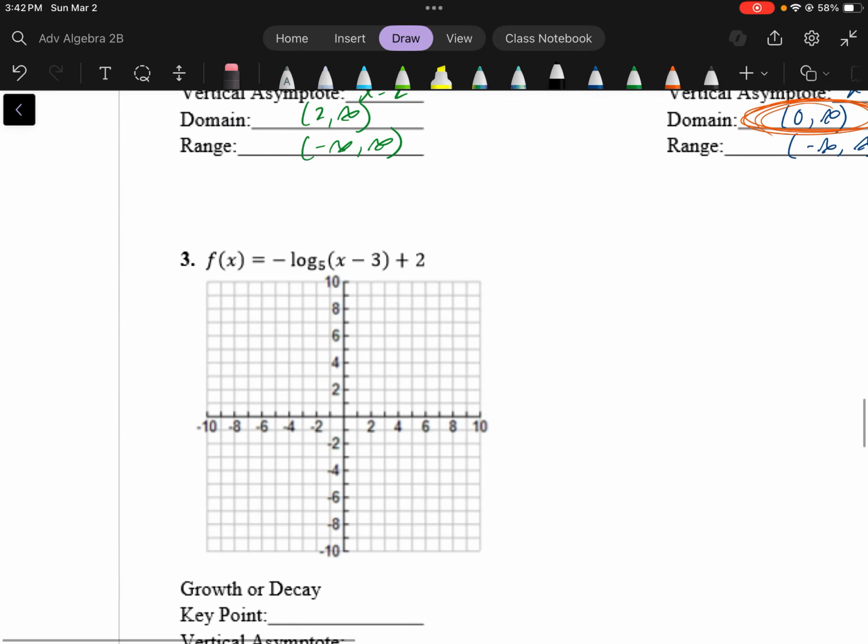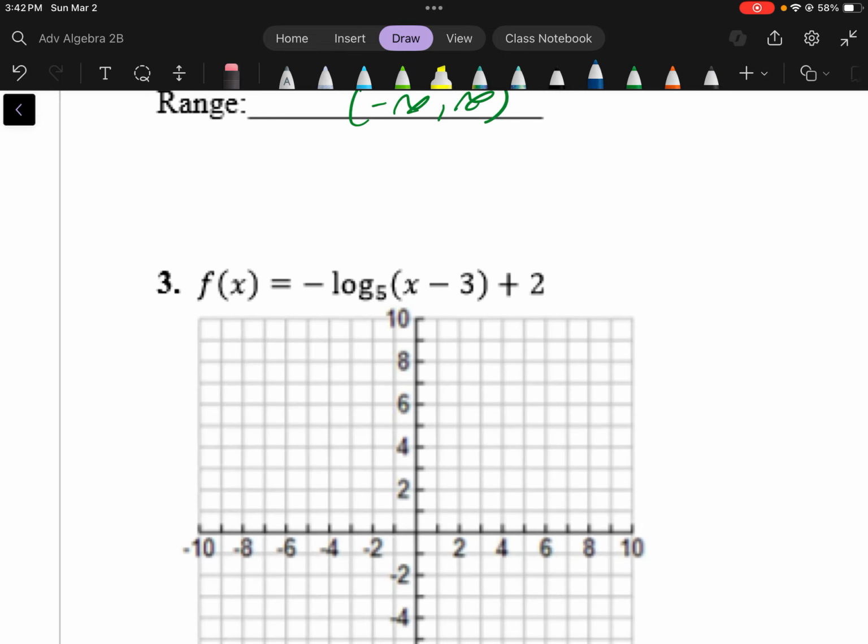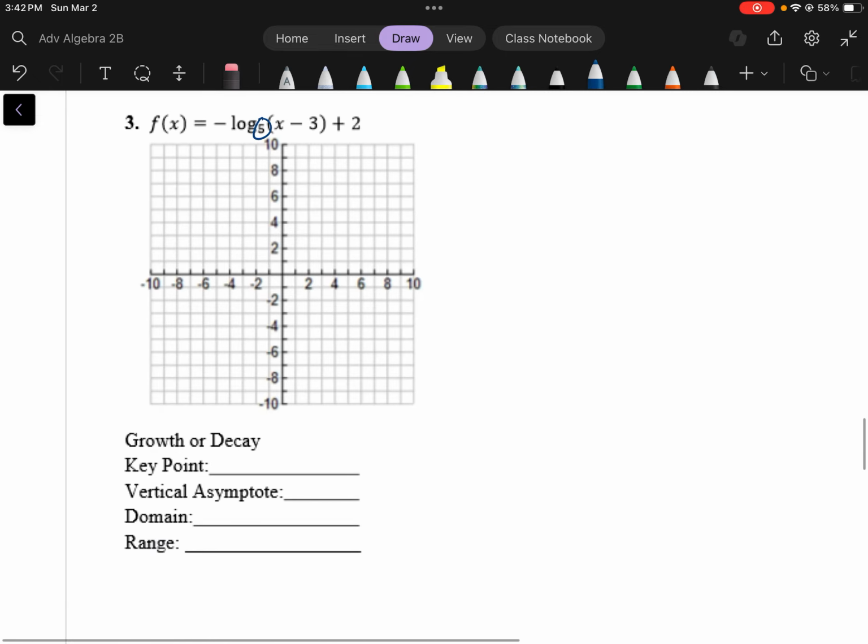Okay, so we're going on to number 3. This is our last one that we're going to graph. We have f of x equals negative log base 5 of x minus 3 plus 2. And so we have log base 5. 5 is bigger than 1, so this is going to be a growth. And so right away our graph's going to look something like that from the beginning. That's the parent.